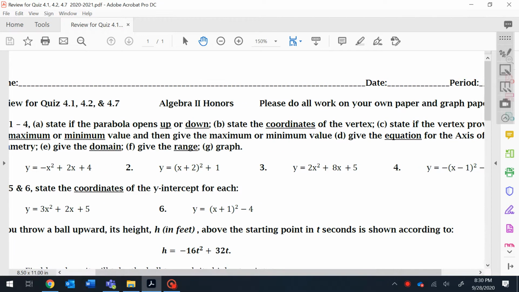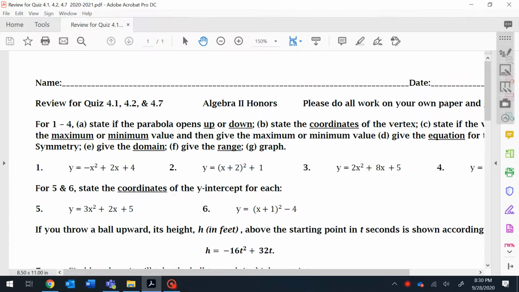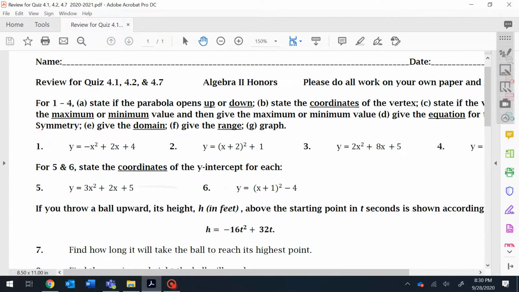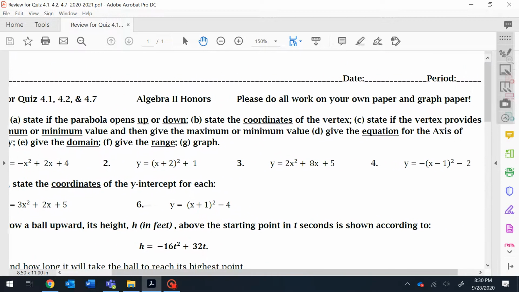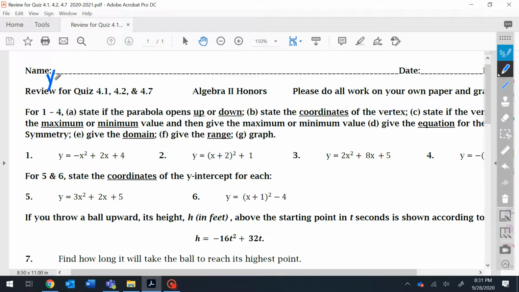State if the parabola opens up or down. State the coordinates of the vertex. State the vertex max or min. Give the equation for the axis of symmetry, give the domain, the range, and make the graph. So, for the first one, we have y is equal to negative x squared plus 2x plus 4.